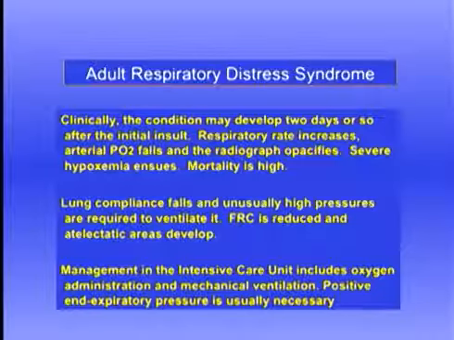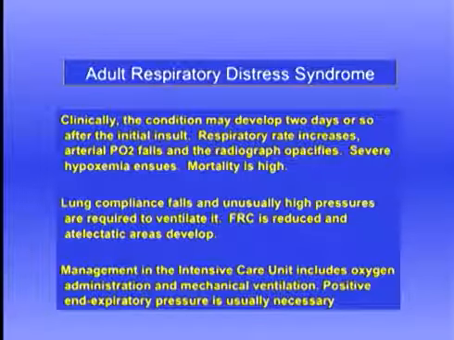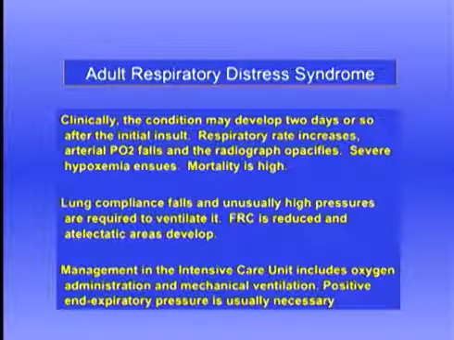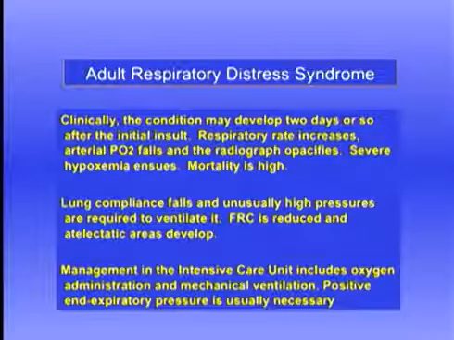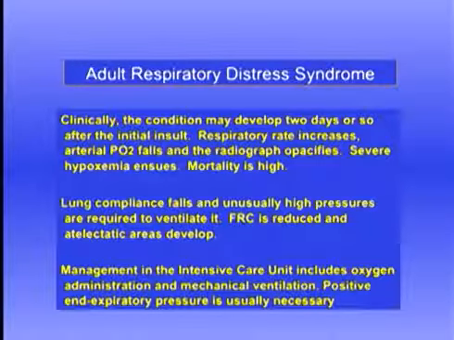The management takes place in an intensive care unit, and oxygen administration is a very important feature, as is mechanical ventilation. Often we need to use positive end expiratory pressures because the FRC is reduced and atelectasis is a serious problem, and I'll say a bit more about PEEP, as it's called, a little later on.